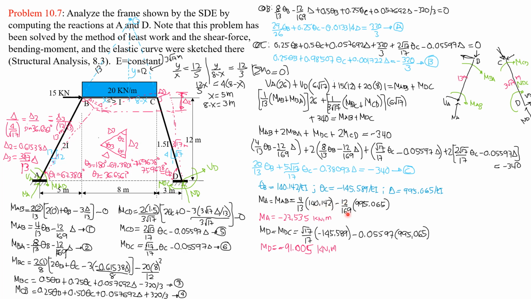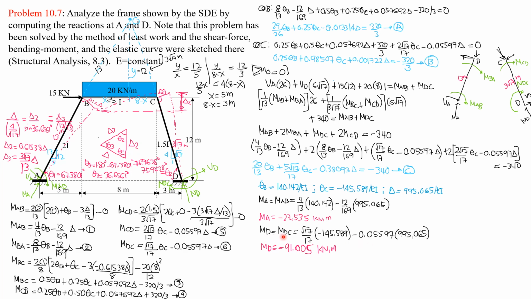So MAB is MA, and it is equal to 4 over 13 of theta B minus 12 over 169 of delta. So it is negative 27.535 kilonewton meter. Negative means it is counterclockwise at A, because for slope deflection equation, positive is clockwise. But the answer is 27.535 because that's the universal sign convention, counterclockwise, positive. So MA should be 27.535 kilonewton meter, counterclockwise, and it is positive.